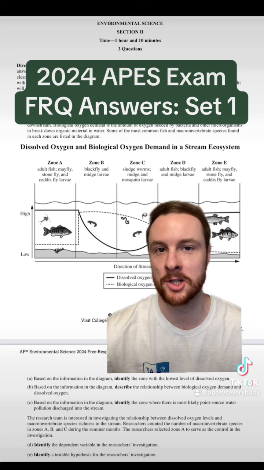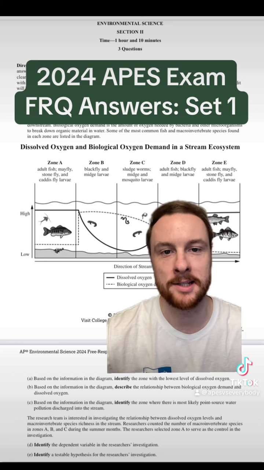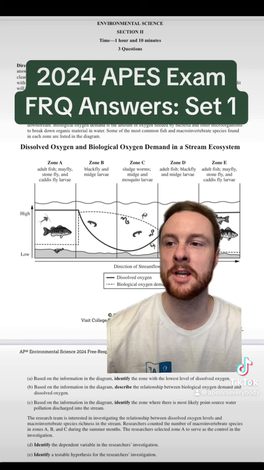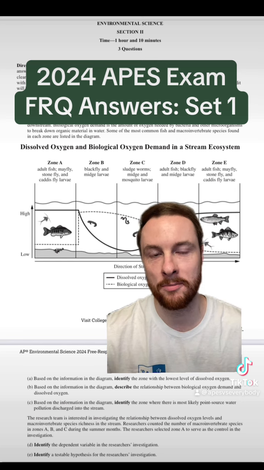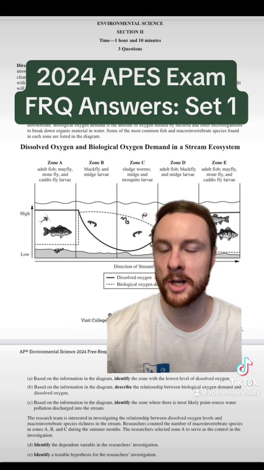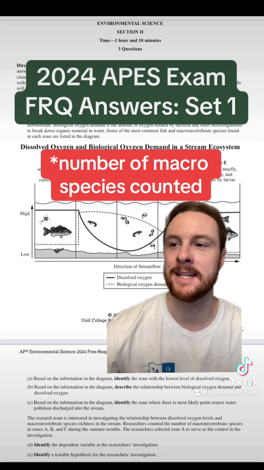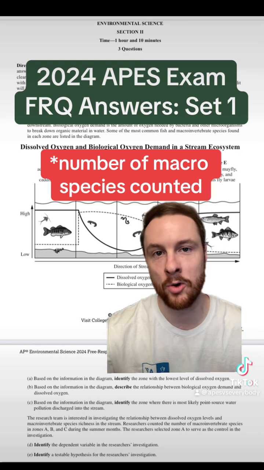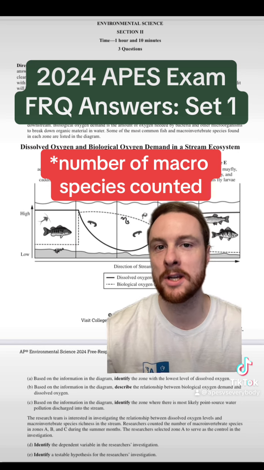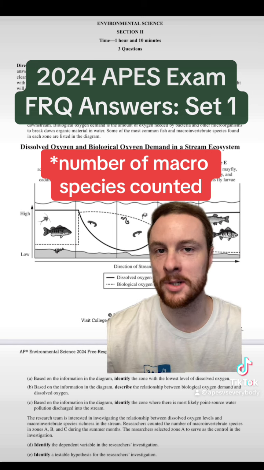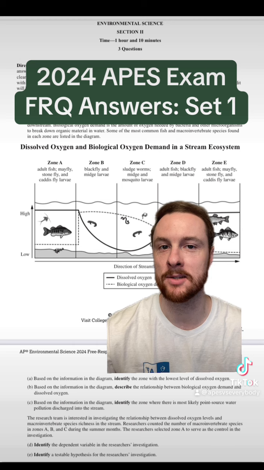through aerobic decomposition. When we get to letter C, that's going to be zone B where the pollution is introduced. When we get to letter D, it's going to be the number of macroinvertebrates or the species richness of macroinvertebrates. Then when we get to E, we need a hypothesis. So the lower the dissolved oxygen in a zone, the lower the macroinvertebrate species count is going to be, or the species richness is going to be.